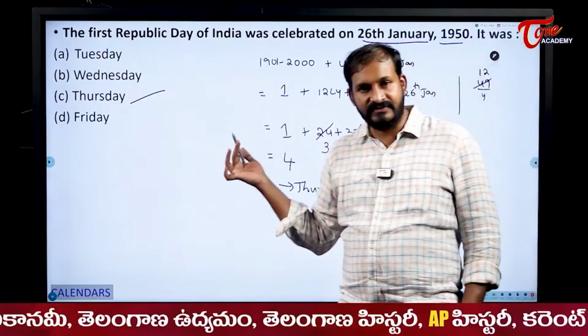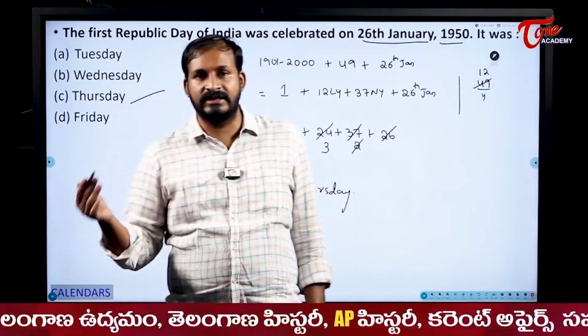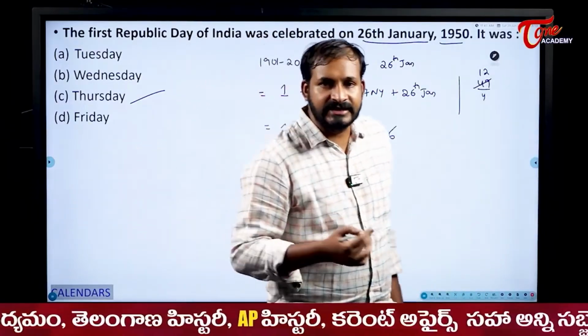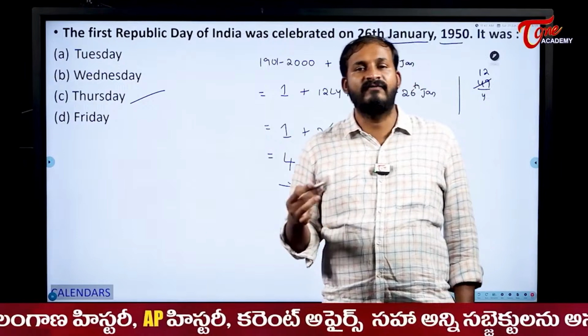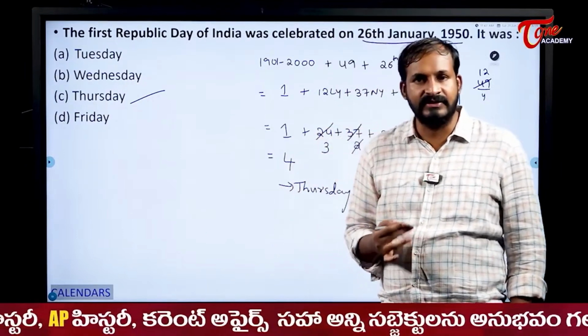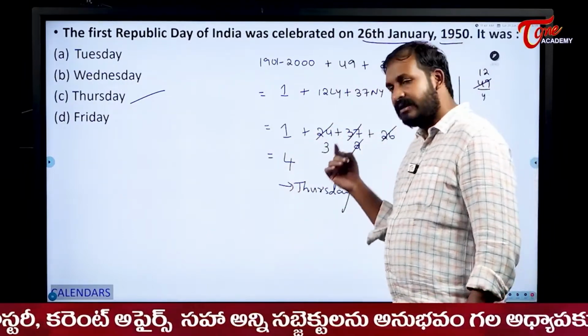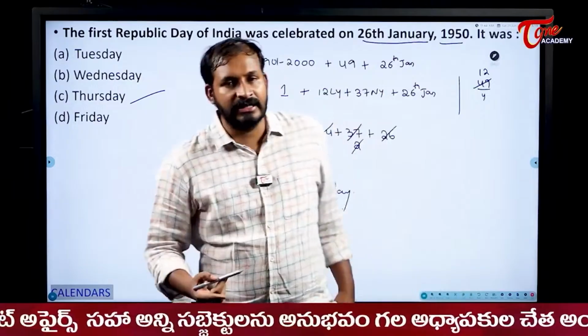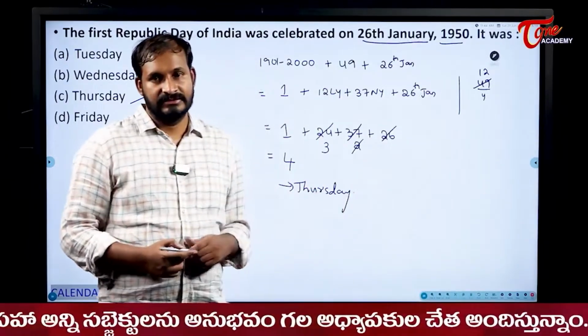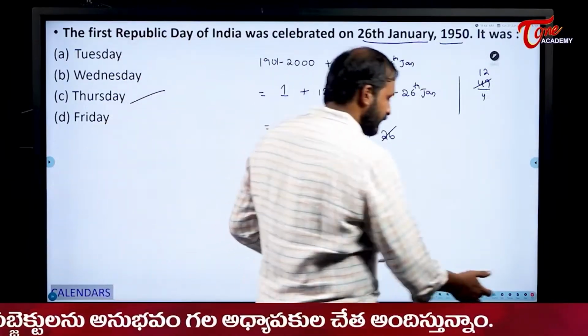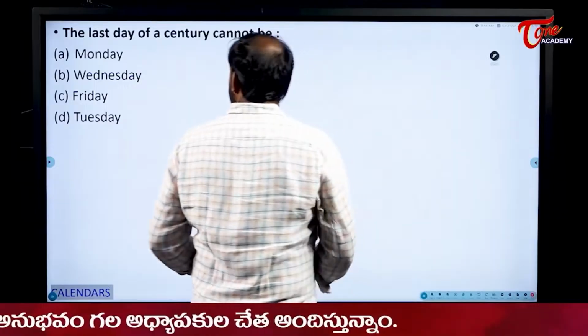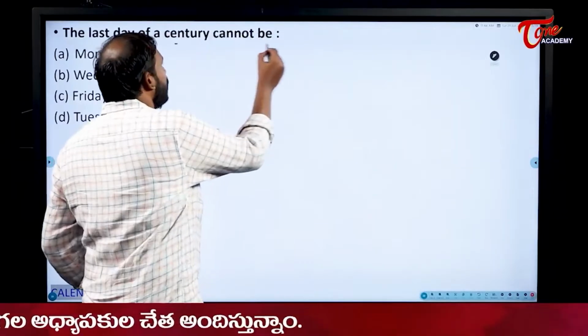Yesterday, in our previous video, we saw when we celebrated our first Independence Day. We celebrated it on Friday. 15th August 1947 is a Friday. And similarly, we celebrated our first Republic Day on Thursday. Okay? Right. Next one. The last day of the century cannot be.